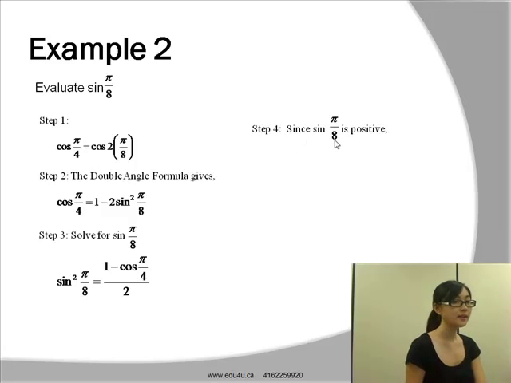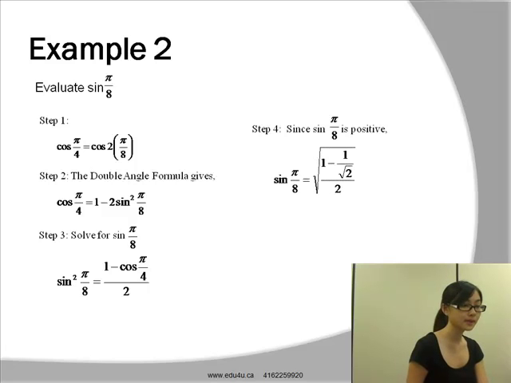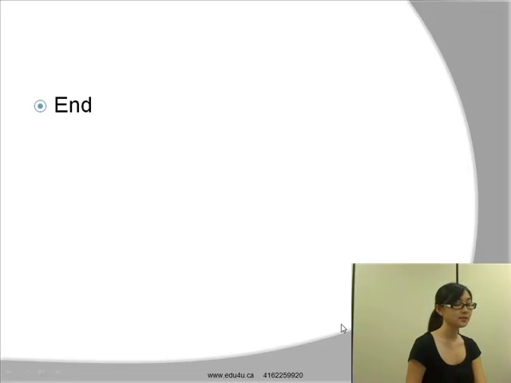Since pi over 8 is in the first quadrant, the answer is a positive number. Cosine of pi over 4 equals 1 over square root of 2. And then we take the square root on both sides of the equation to cancel out this exponent. And this is going to be the final answer that's shown on the slide.